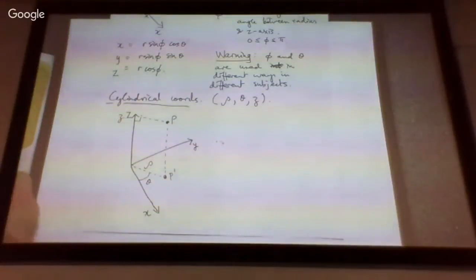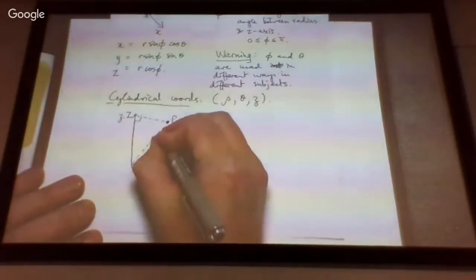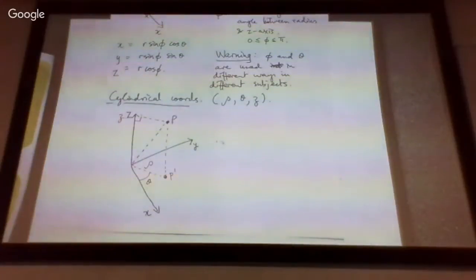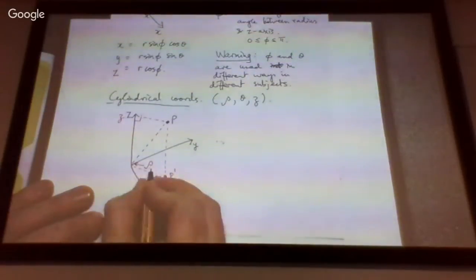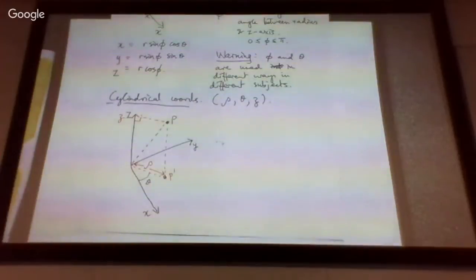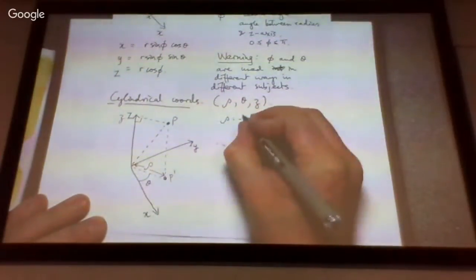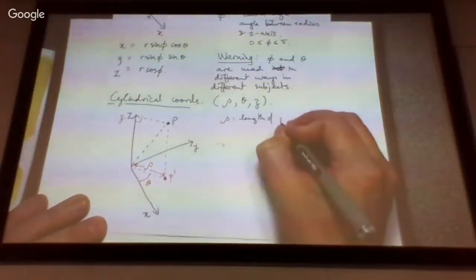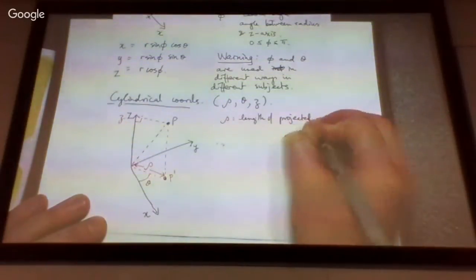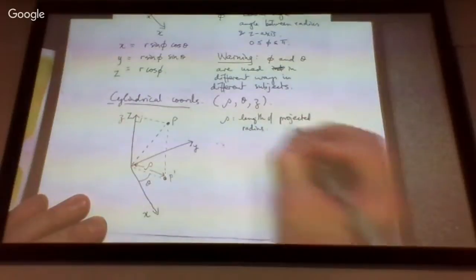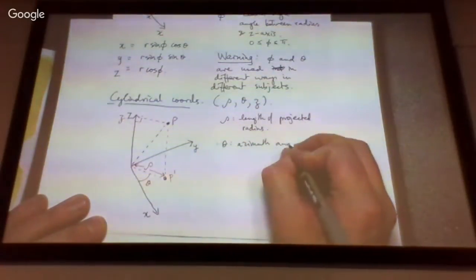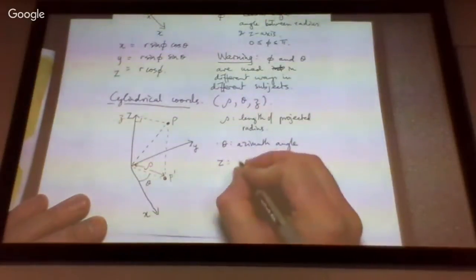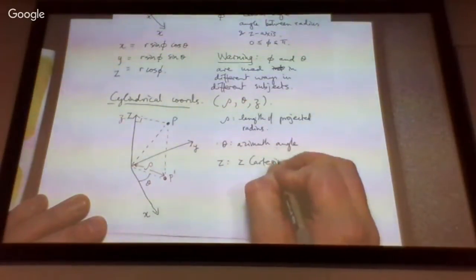Real radius is there, as always, from the origin to the point P. And the projected radius is this length here, in the xy plane. Okay. So rho is the length of the projected radius, projected down onto the xy plane. Theta is the azimuth angle as before. And z is the z Cartesian coordinate.